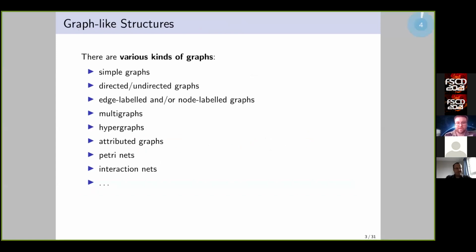There are various kinds of graphs that you would like to be able to rewrite. We have simple graphs, undirected, directed graphs, labeled graphs. They can be edge labeled, node labeled, or both. We have multi-graphs, hypergraphs, attributed graphs, Petri nets, interaction nets, and so on. So we do not want to make a separate graph rewrite framework for each of these. We would like to define the graph rewriting framework on a more abstract level, uniformly for all of them, if possible. And therefore, it's a natural choice to go with category theory for graph rewriting.